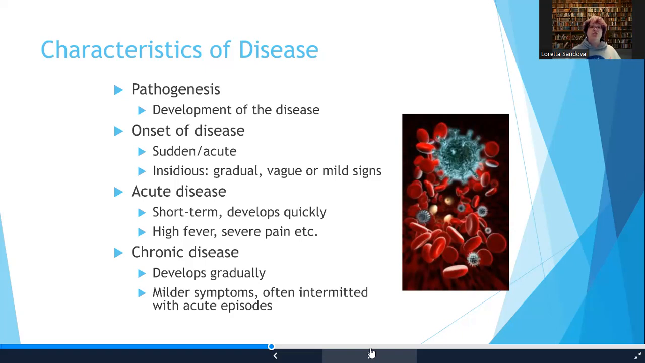So acute disease is short-term. It develops quickly. It might be accompanied by signs like high fever or severe pain. Chronic disease develops gradually. The symptoms tend to be milder. They're often intermittent symptoms with perhaps acute episodes. So chronic disease is gradually over time. Acute disease is short-term and develops quickly.